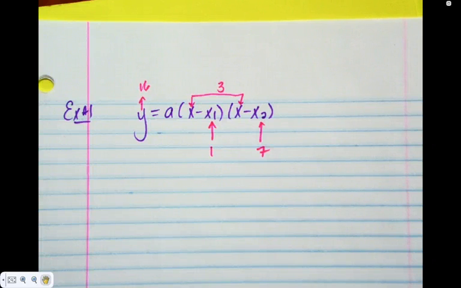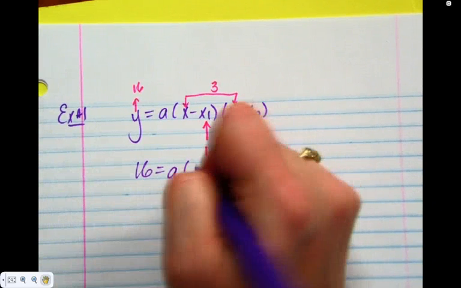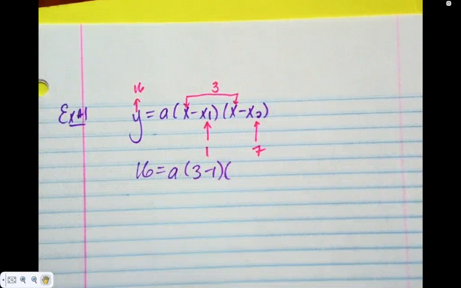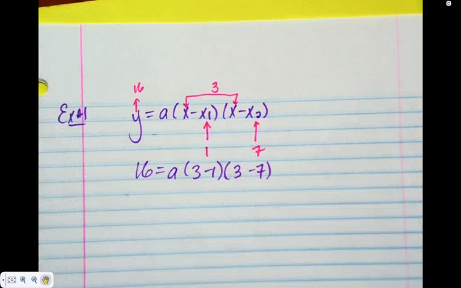Just like last semester, you would have used the 2 points to find m, and then you would have stuck m and the point into y minus y1 equals m times x minus x1. Do you kind of remember that? Doesn't matter. Same process, we're just bringing it to a parabola. So I'm going to have 16 equals a, open bracket, 3 minus 1, close bracket, and the second binomial, open bracket, 3 minus 7, close bracket.